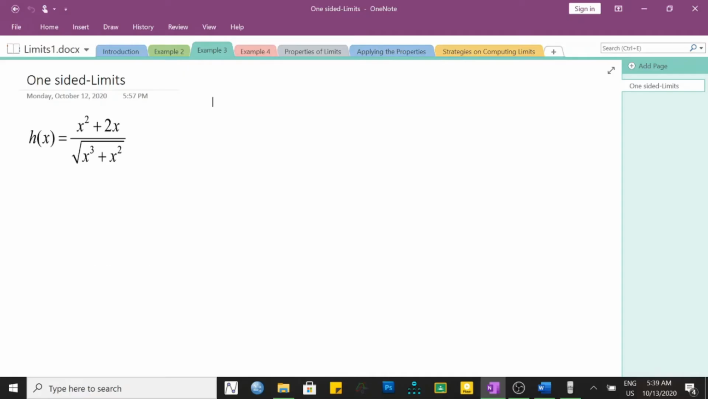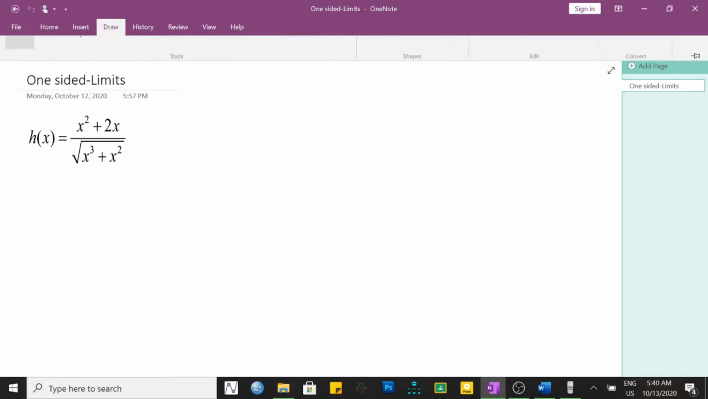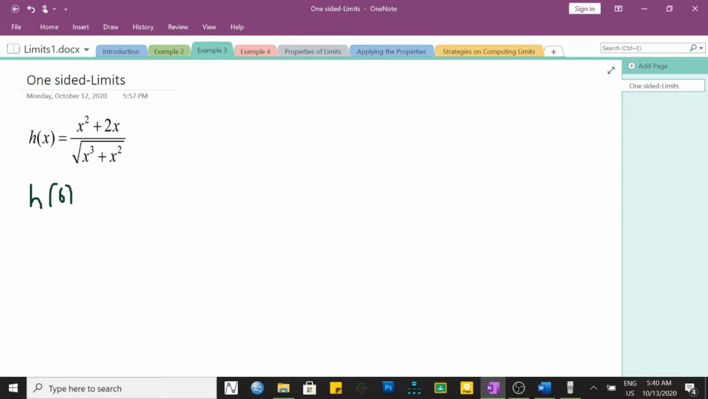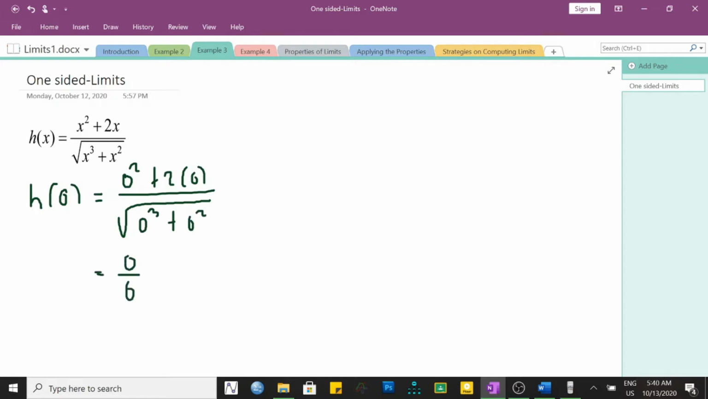This particular function here has a value at any other x value except for 0, and let us show that. What happens to the function if x is exactly 0, meaning h of 0? This is equal to, let's substitute 0, we have 0 squared plus 2 times 0 all over the square root of 0 cubed plus 0 squared. And we see that we have 0 over 0. Everything here becomes 0 over 0.